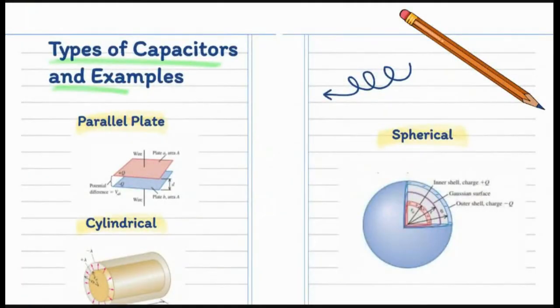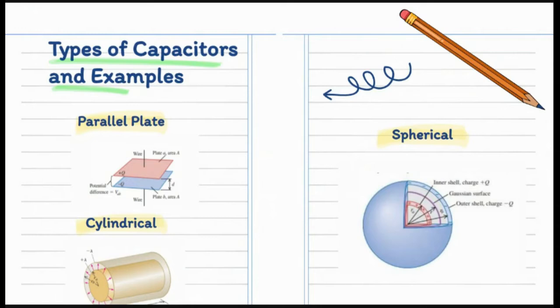Now, there are three kinds or types of capacitors, and there are different examples of capacitors. The most famous one is the parallel plate capacitor. The different components of a capacitor are two conducting plates and a dielectric. Later on, we will also define what a dielectric is and what conducting plates are.